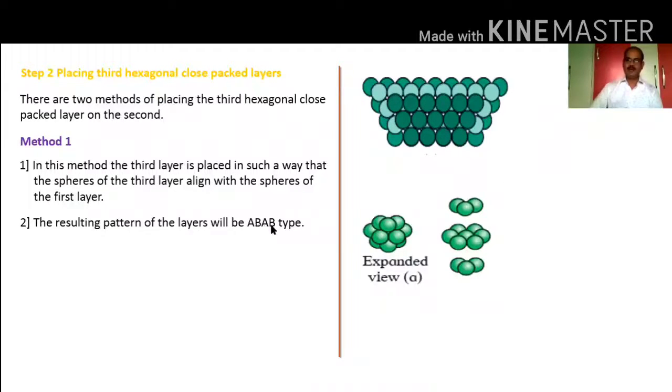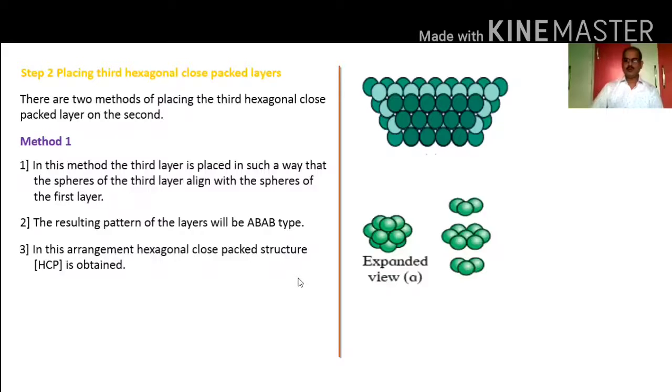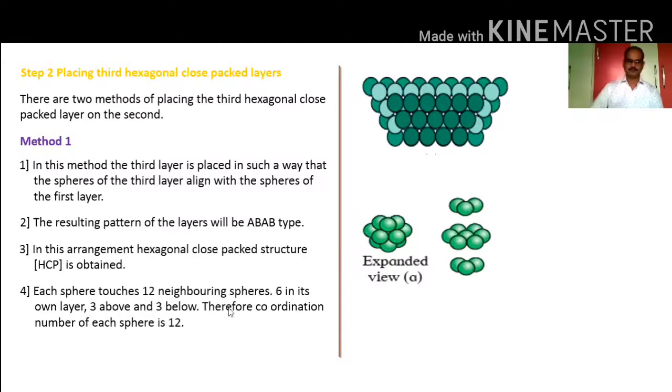So it will be A, B, A, B type of three-dimensional arrangement. When you arrange many such layers in this fashion, what you get is a hexagonal closed packed structure in three dimensions. This hexagonal closed packed structure is known as HCP structure.